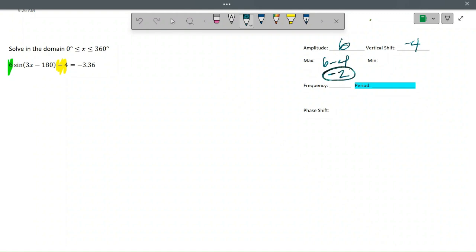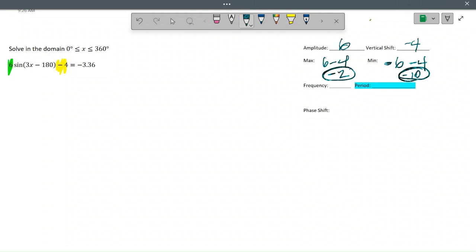And our new minimum is, we would normally have negative 6, right? Because remember, the minimum of our normal sine wave is negative 1. So we times it by 6 to get negative 6. And then that value is shifted down 4. So that gives us negative 10. So our new max and mins are negative 2 and negative 10 respectively.